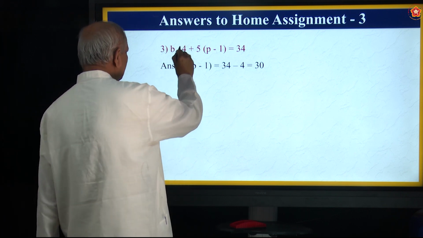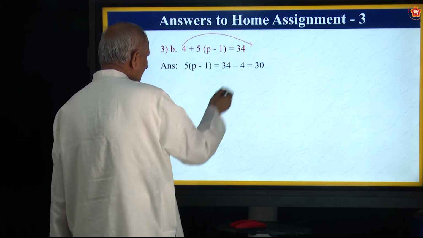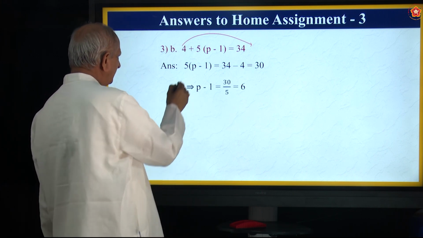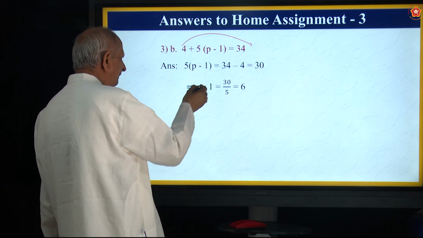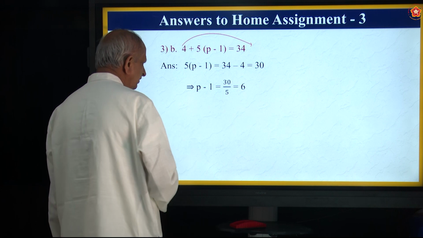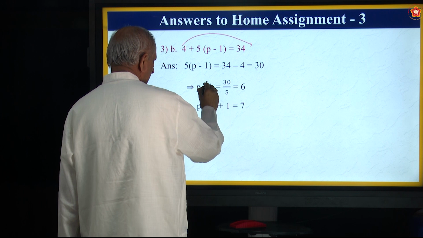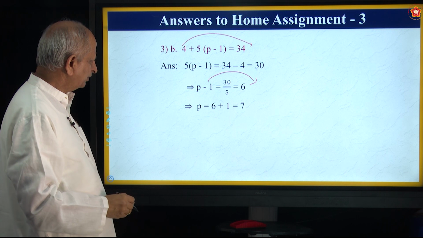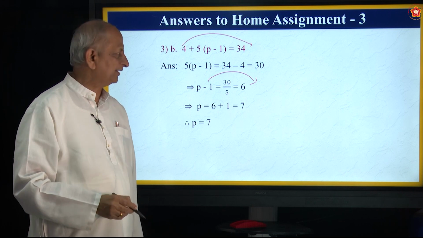So what shall we do with this plus 4? Push it to the right side. 34 minus 4, that is 30. Is it not? Now this P minus 1 is multiplied by 5. Bring to the right side. What becomes? So 30 by 5 becomes 6. So P minus 1 becomes 6, or P is equal to 6, and bringing minus 1 to this side, plus 1. So P is equal to 6 plus 1, that is 7. The answer is P is equal to 7.